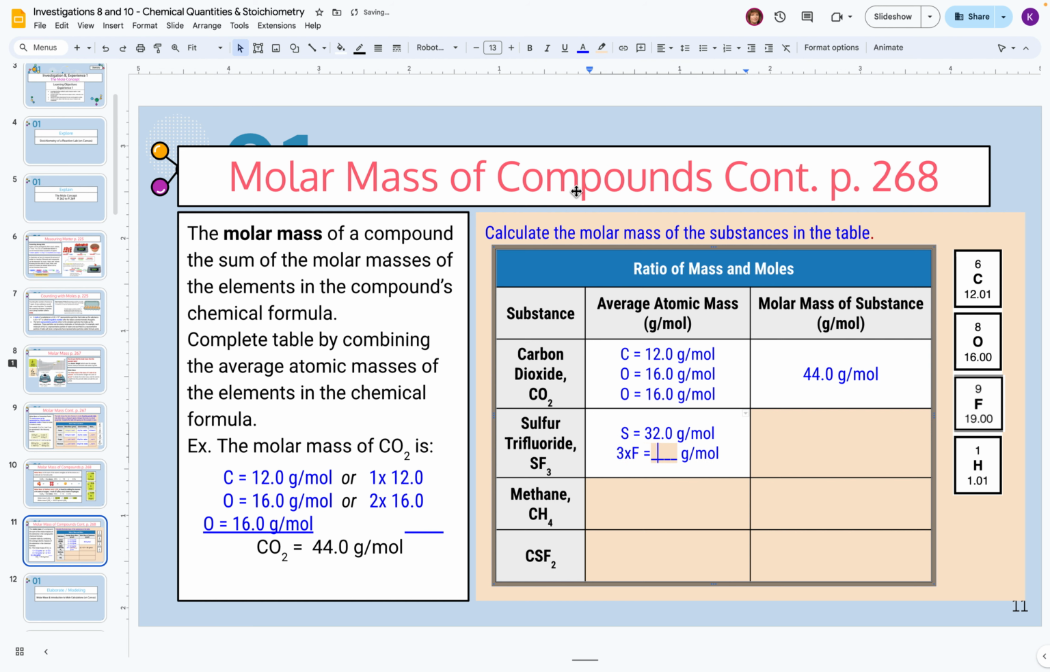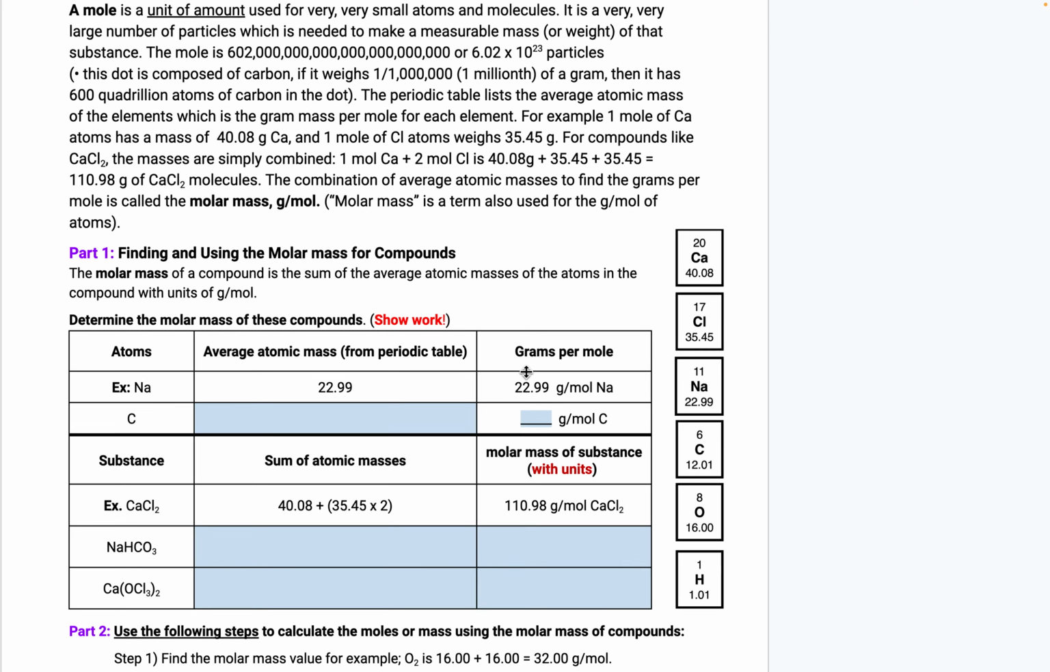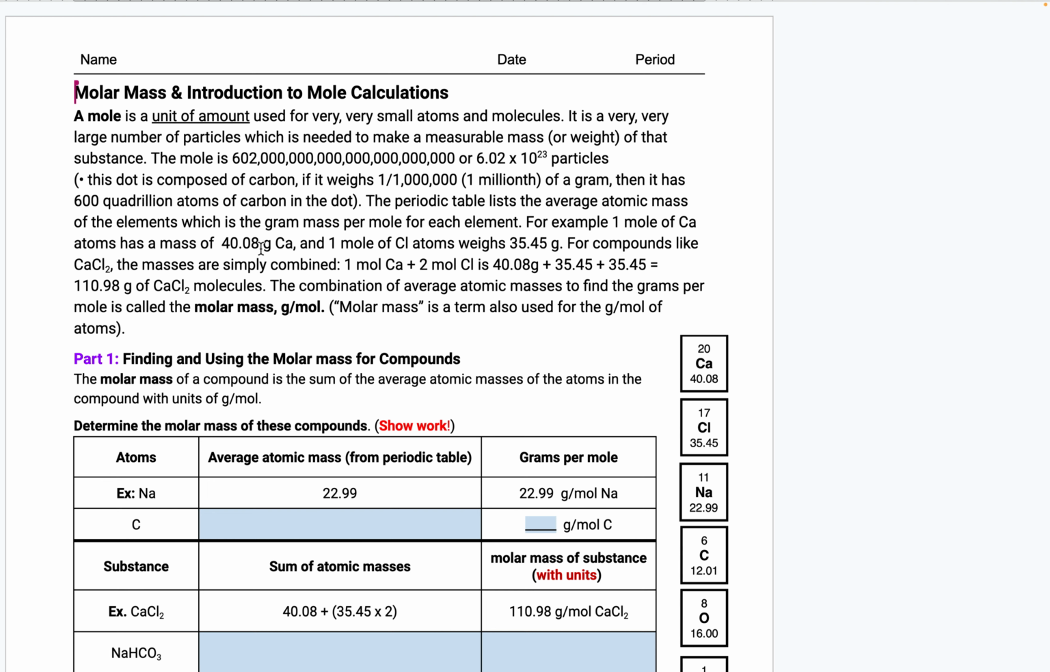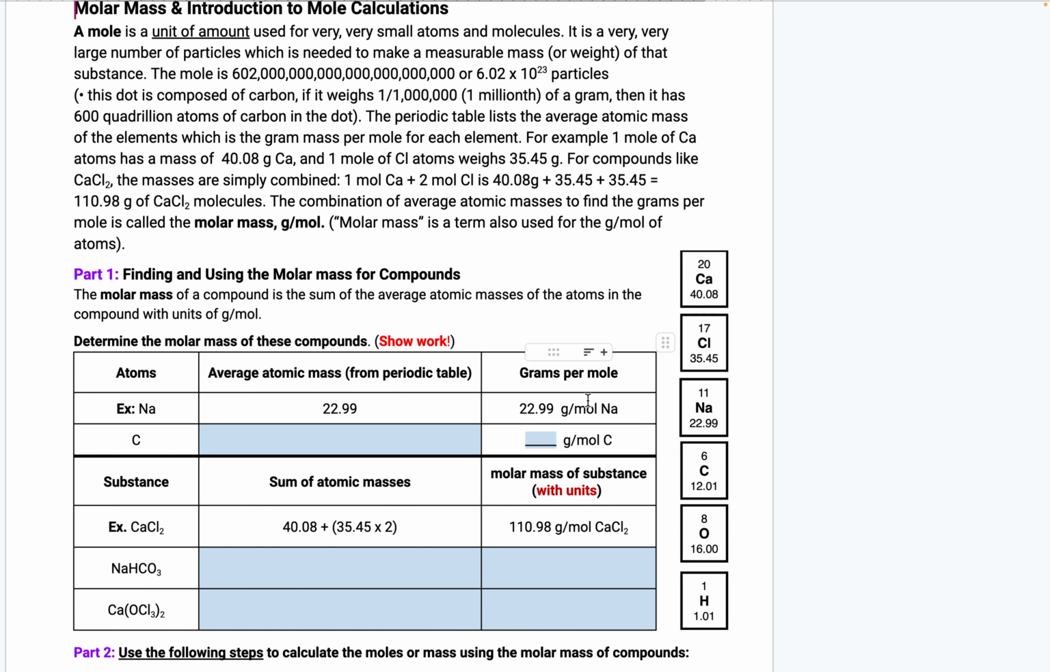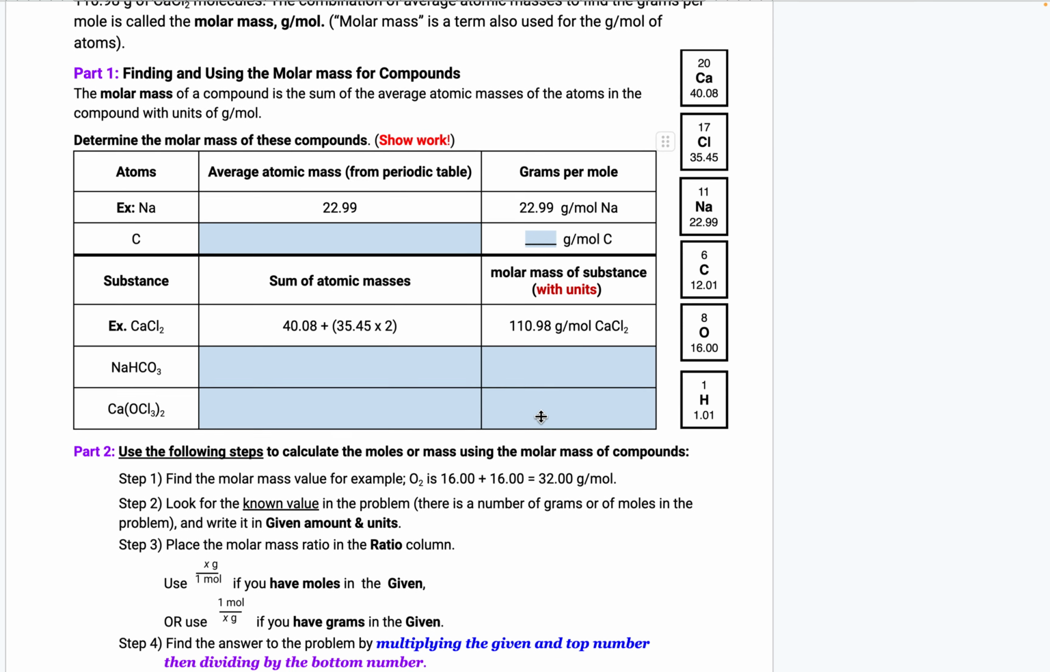So you may not even have to go through all of the reading here, which shows you that we're doing the average atomic mass, and then we're changing it into grams per mole. So let's look here at sodium. We can see straight across from sodium is its periodic table cell, and it says the average atomic mass is 22.99, and therefore the grams per mole, or molar mass, is 22.99. And you can repeat that with carbon, which we saw in the slides.